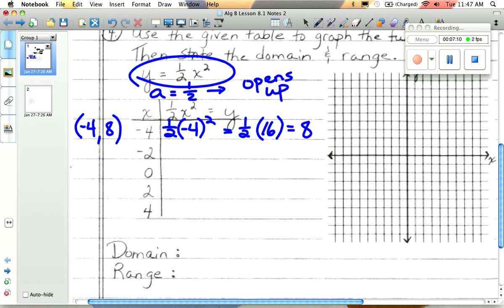Okay, so now we're going to substitute in -2. So half of -2 squared. Those parentheses are really important. They're actually playing 2 roles here. They're showing multiplication, and they're showing that we have a negative number being squared. So half of what? What's -2 squared? 4. And half of 4 is 2.